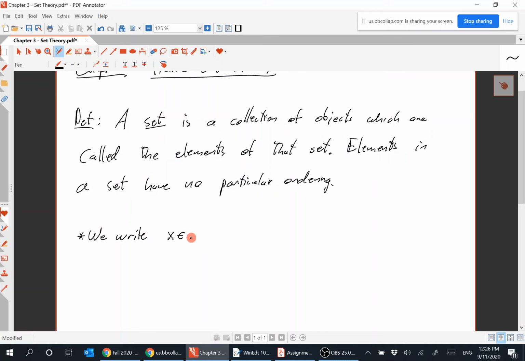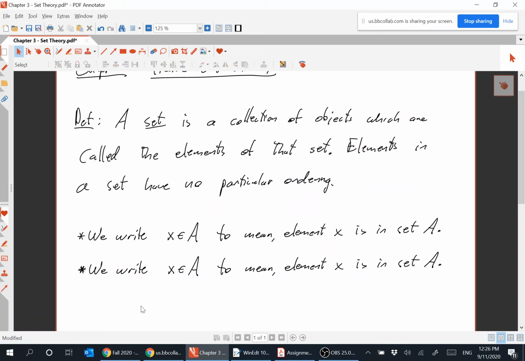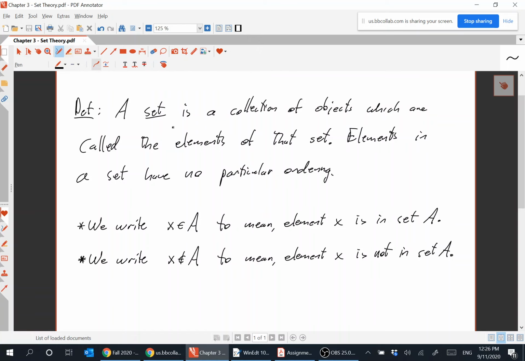X and then this epsilon A to mean element X is in set A. And we write the following to mean that it is not in set A. So we write X and then the slash through that element symbol to mean element X is not in set A. Okay?